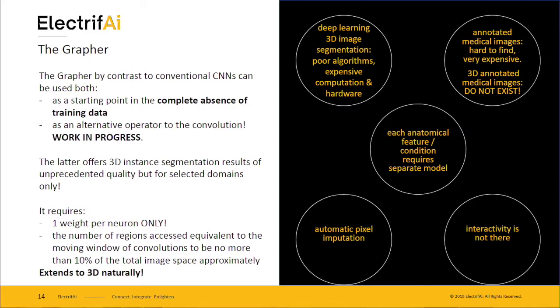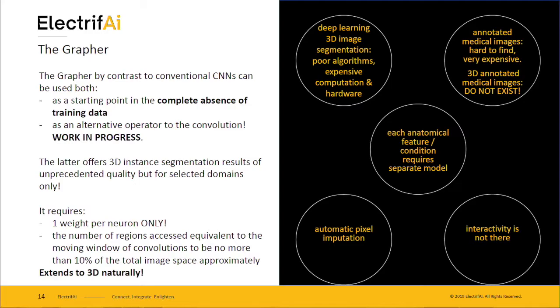Then moving into the training data. Annotated medical images are in general hard to find, and indeed, as several other speakers before me mentioned, they have to be produced, they have to be annotated by radiologists, and this can be an expensive procedure. And when it comes to 3D annotated medical images, to the best of our knowledge, we do not know of any such data set sufficiently large in order to train any network.